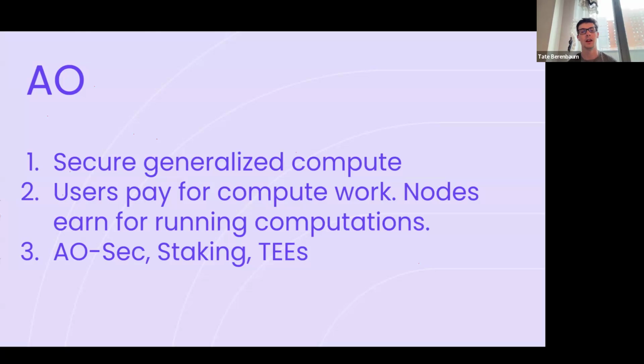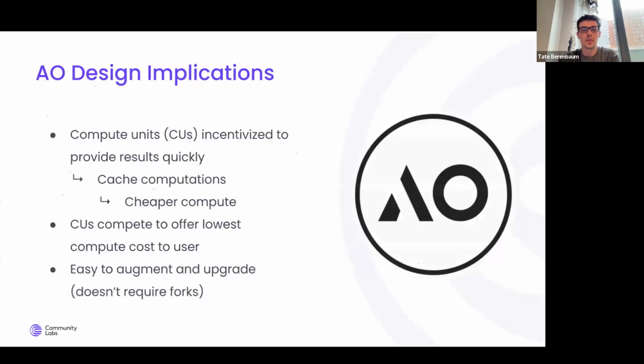And there are also TEEs that enable you to create proofs of work being done without necessarily needing to show the work itself. This is really powerful because, sorry, maybe to step back for a second, what I call a node on AO, we call compute units inside of the ecosystem. Compute units are incentivized to provide results quickly. And one of the ways to provide those results quickly is to cache the results of the computation, to store them locally so that if they're asked upon again, they don't have to reevaluate what those results would be.